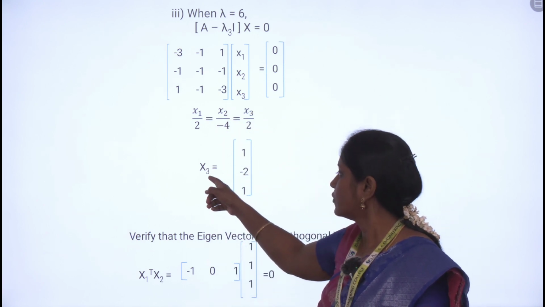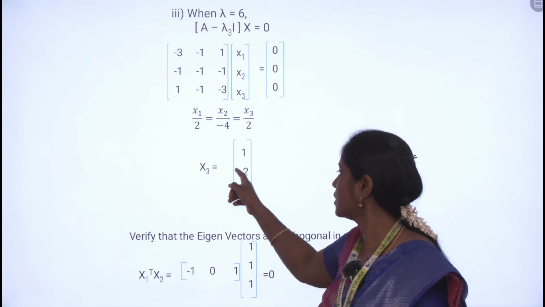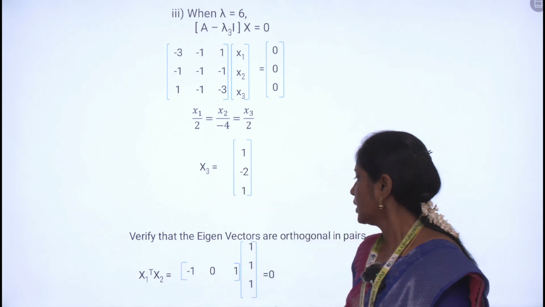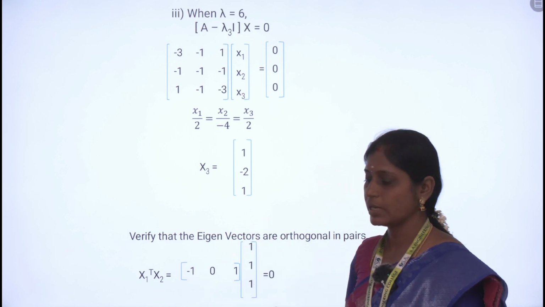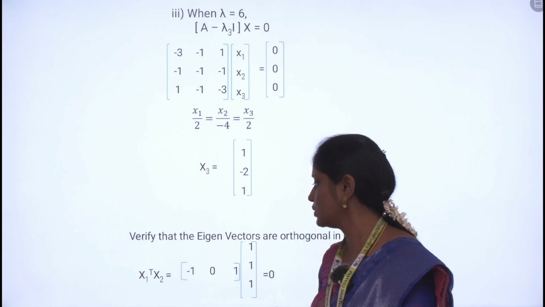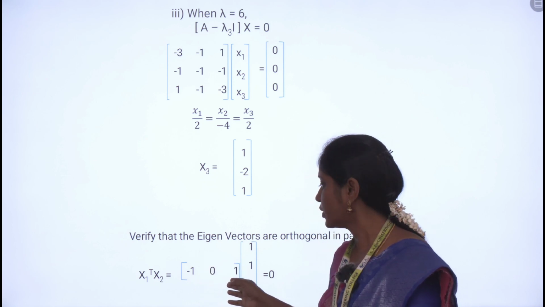Therefore the third eigenvector x3 equals (1, -2, 1). Next we have to check for the orthogonality. x1 transpose x2 should be equal to 0. Let us check for the orthogonality.